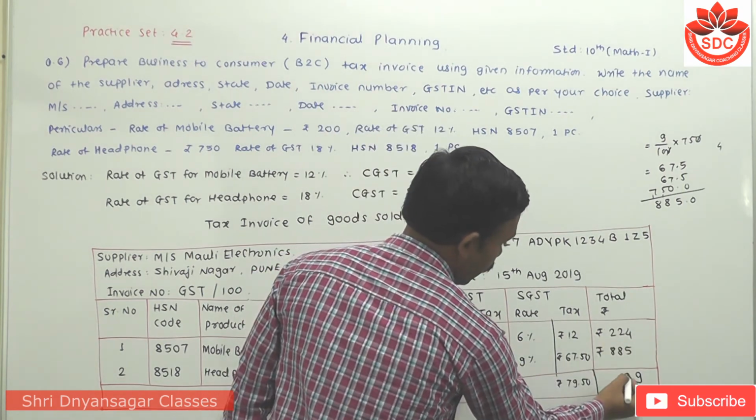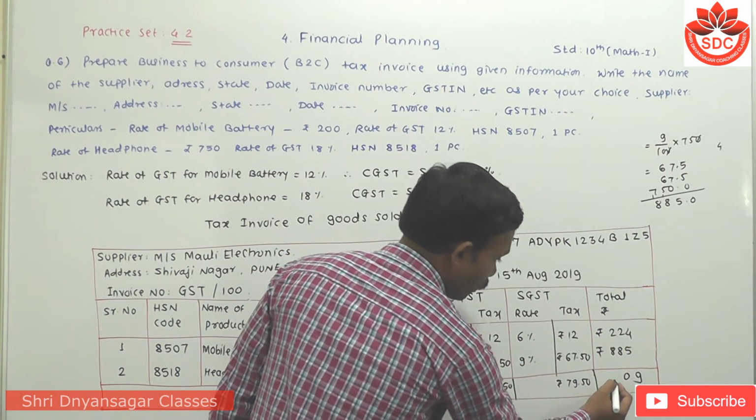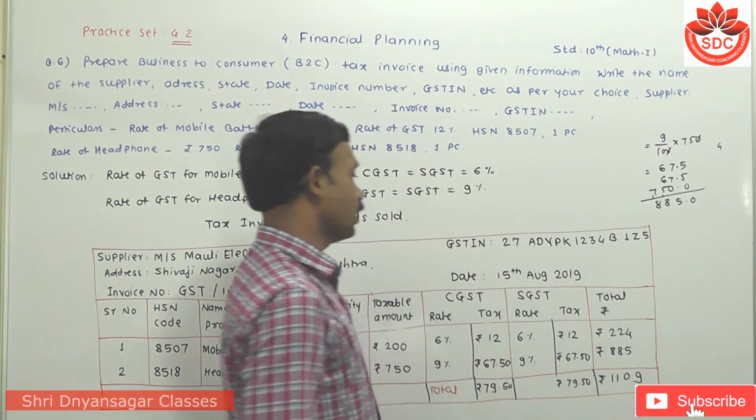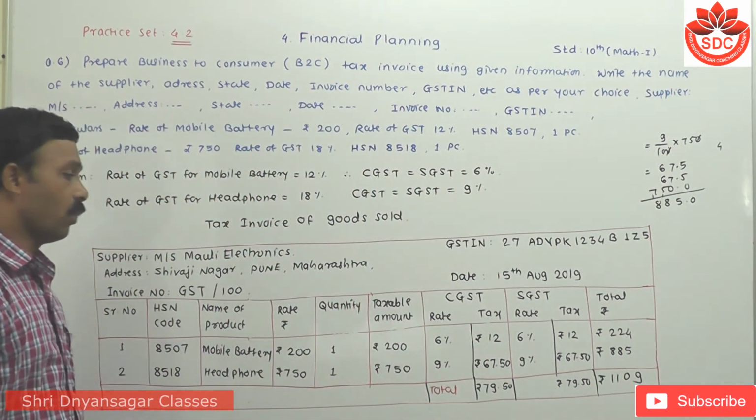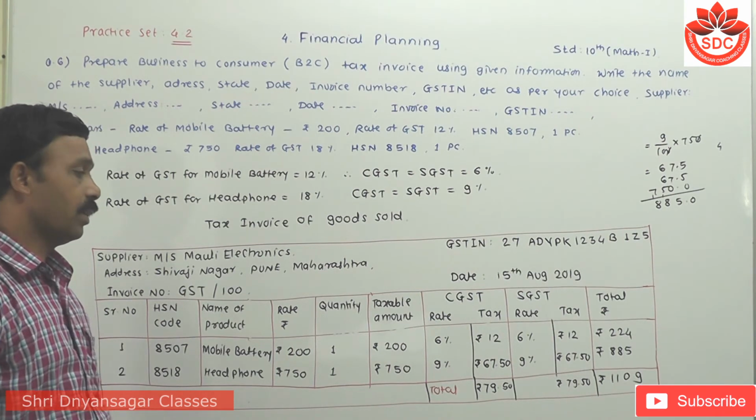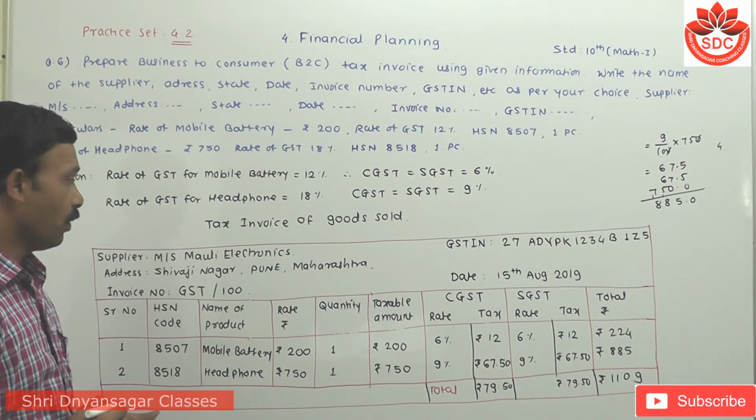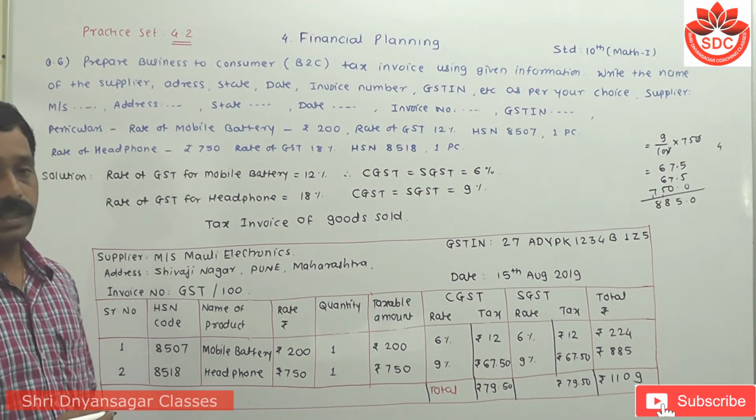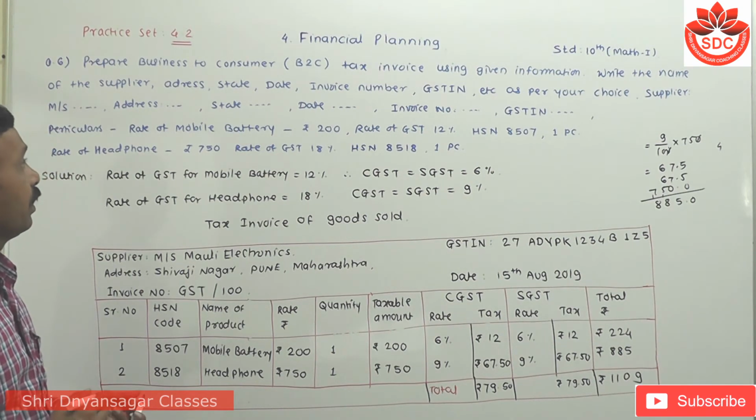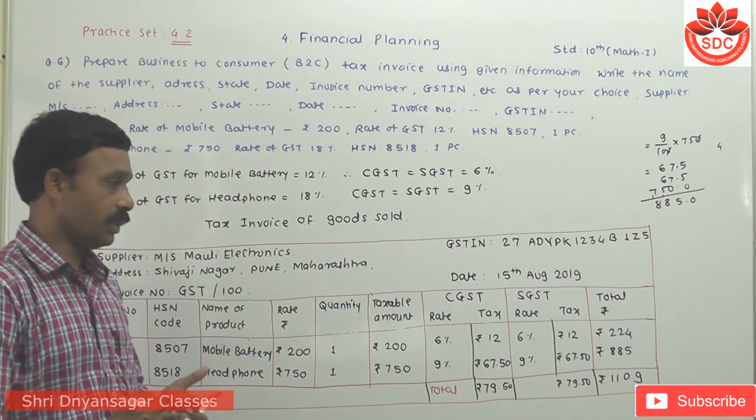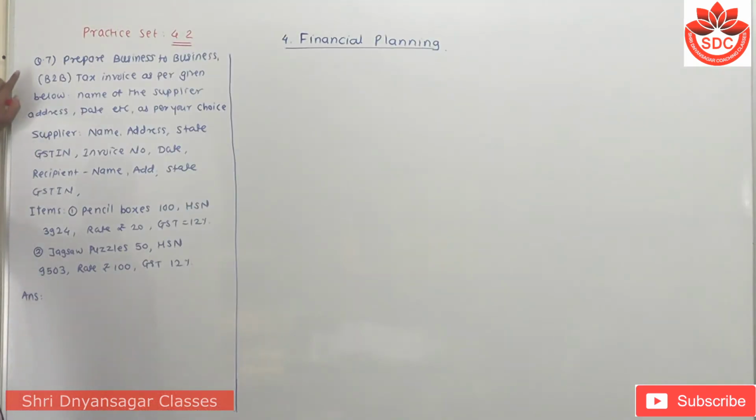8 plus 2 becomes 10, carries 1. 8 plus 2 becomes 10 plus 1 is 11. Means that here the total amount payable is 1109 rupees. Now this is the tax invoice for this goods sold here. Now can you understand this? So simple one. Okay, we take the next question.